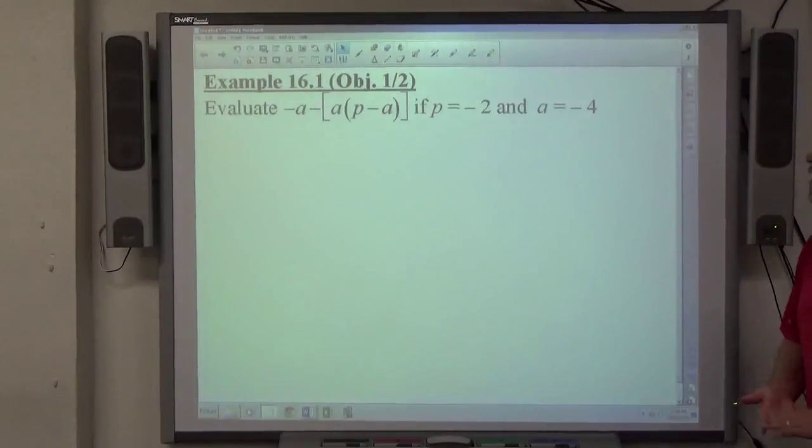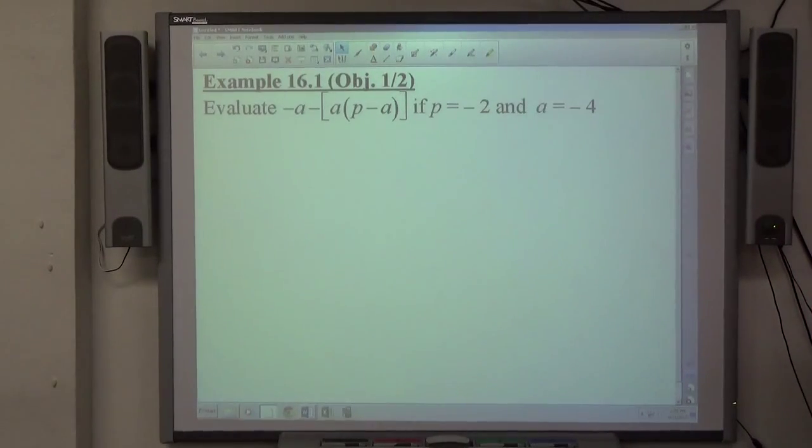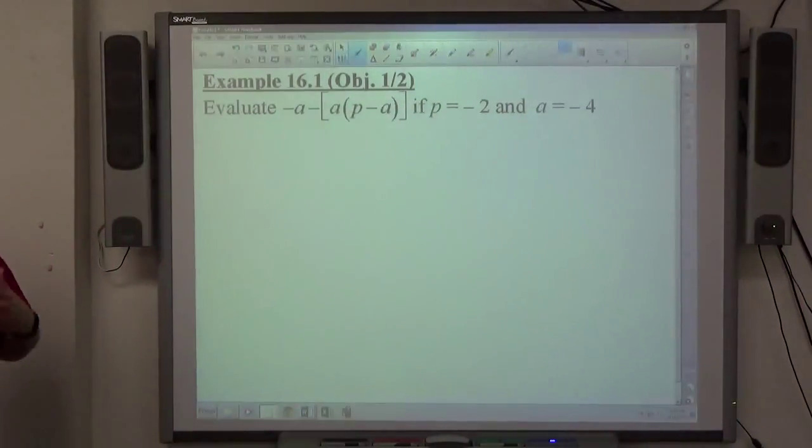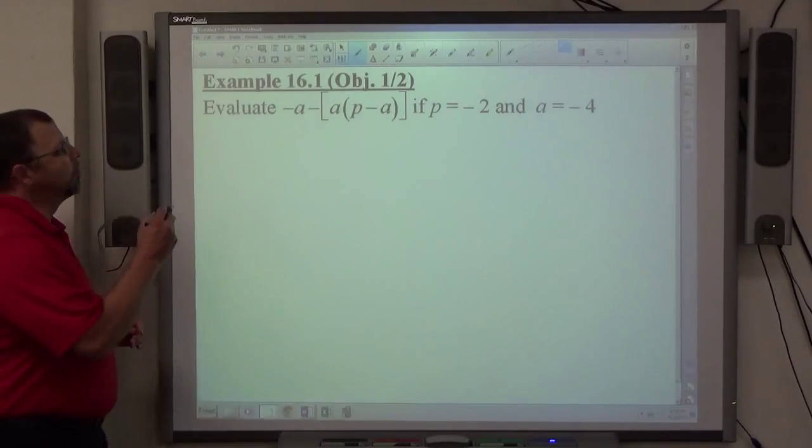Lesson 16. Evaluate negative a minus the quantity a times the quantity p minus a, if p is negative 2 and a is negative 4. So, what I recommended doing before is the same thing I'm going to recommend doing now, which is this.